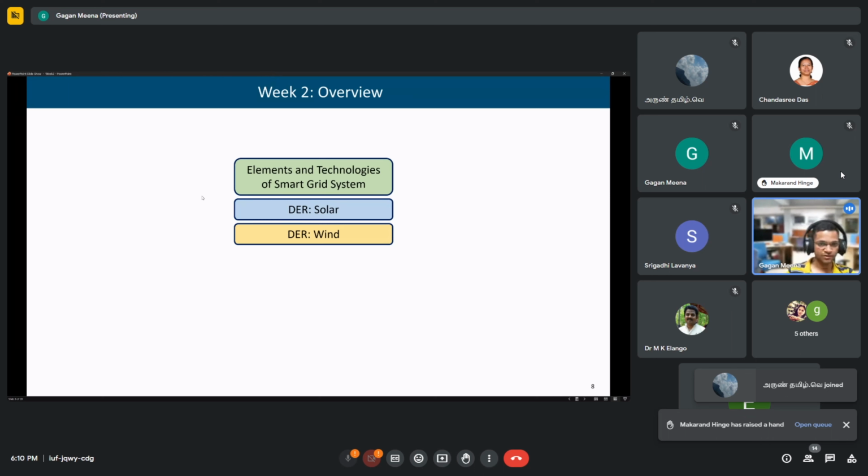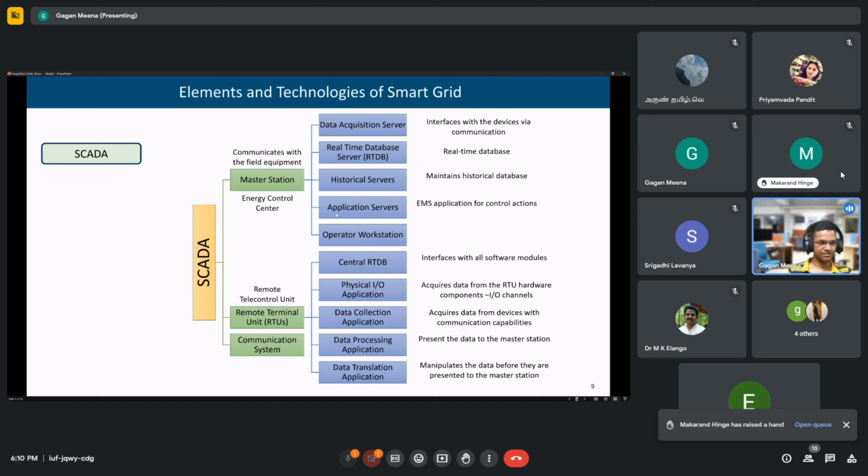Yes, so let's move on. The first lecture was on SCADA, supervisory control and data acquisition, and smart metering. Then we discussed two distributed energy resources, which are most prominent around the world: one is solar and another is wind. This was the first one, SCADA, which is supervisory control and data acquisition.